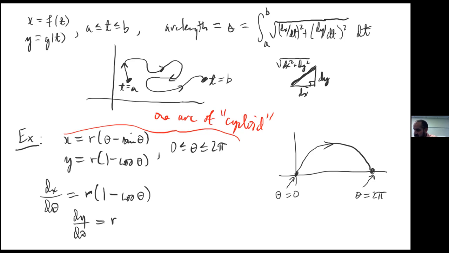Yeah, it's just r sine of theta, because the derivative of 1 is 0 and the derivative of minus cosine is positive sine, okay? So we have those. So we can invoke the arc length formula to try to compute this thing, and I'll write that on the next slide here, okay?